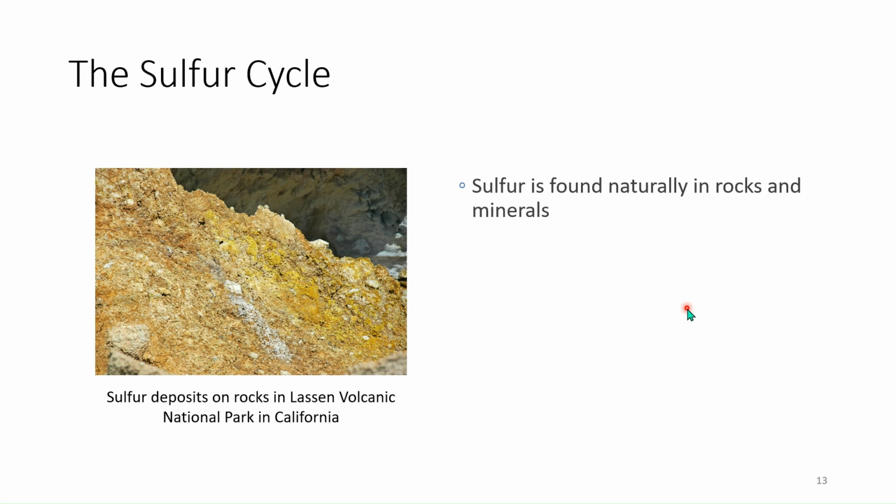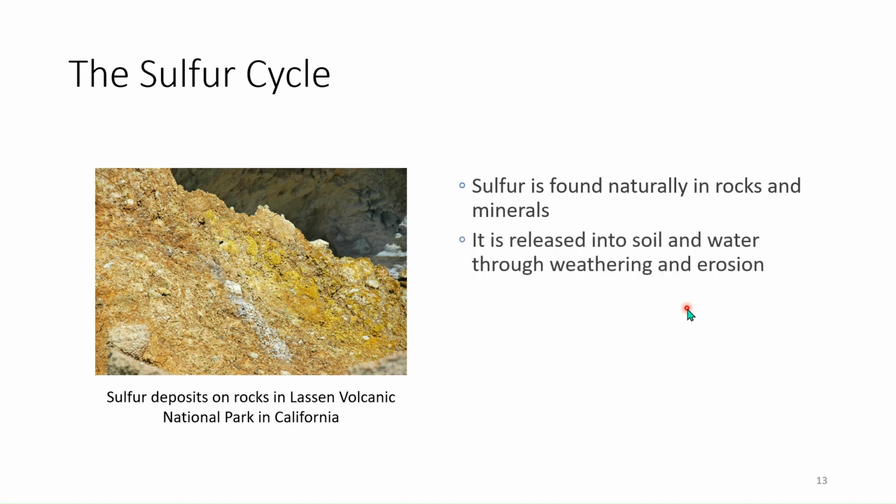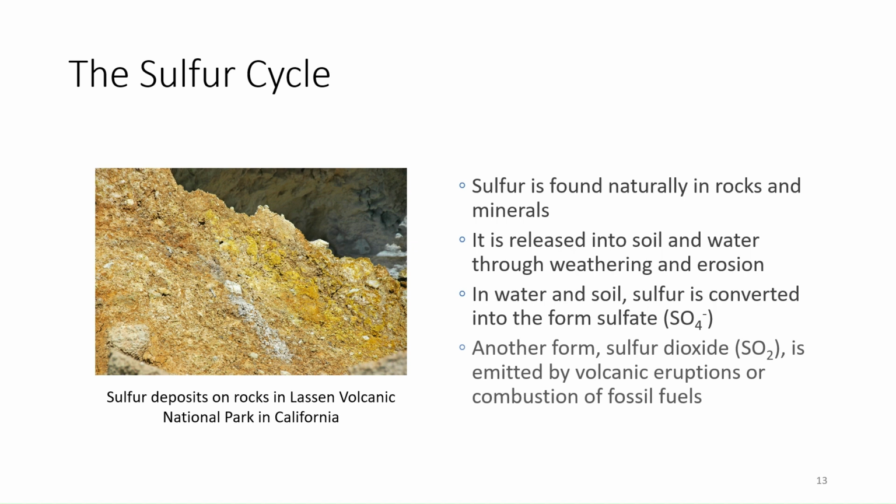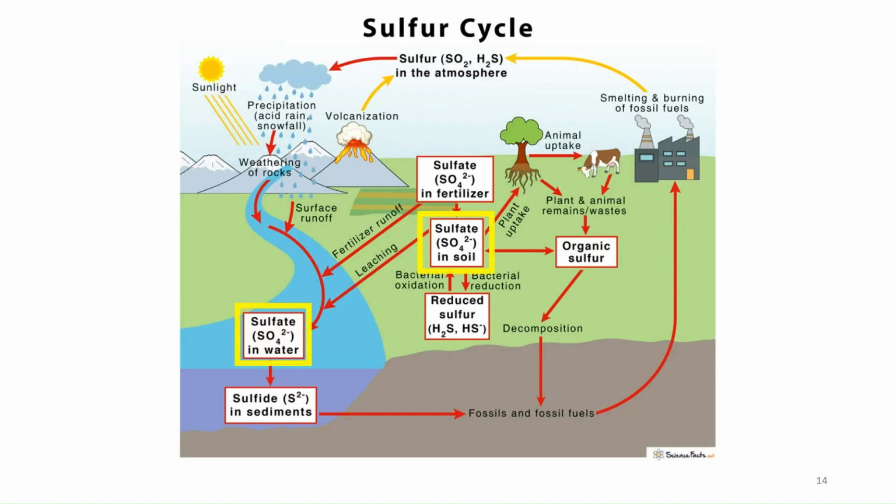Sulfur is a very common mineral found naturally in rocks. These are mineral deposits, and it gets into the cycle through weathering and erosion. And then in soil or water, it can then be converted into sulfate, SO4. Another form is sulfur dioxide, which is emitted through volcanic eruptions or the burning of fossil fuels.